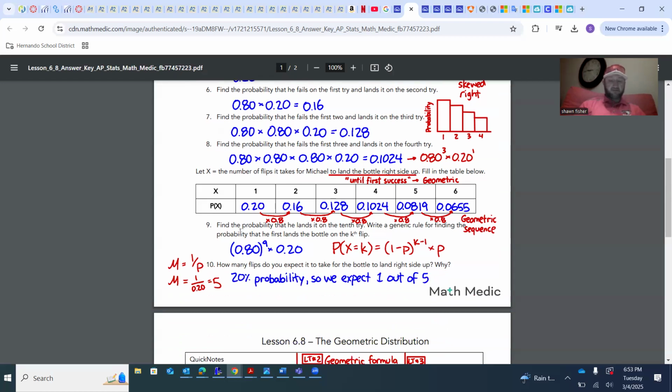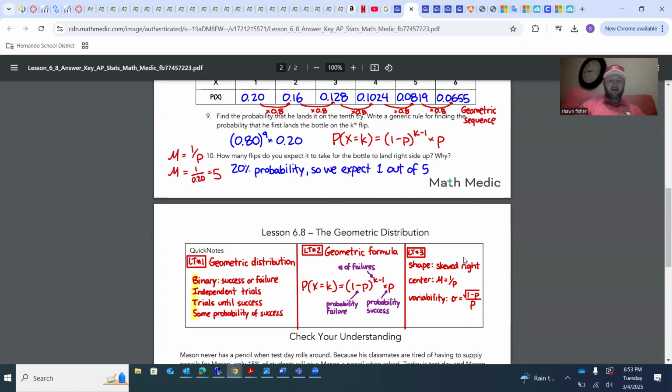So what's the probability he gets it on the 10th try? Well, that would mean I would have to fail 9 times, multiply that by success. That's kind of going to lead us into the geometric formula right there. The mean or the average of a geometric distribution is 1 divided by the probability of success. And that's what it is right there. And so that leads us into our learning targets.